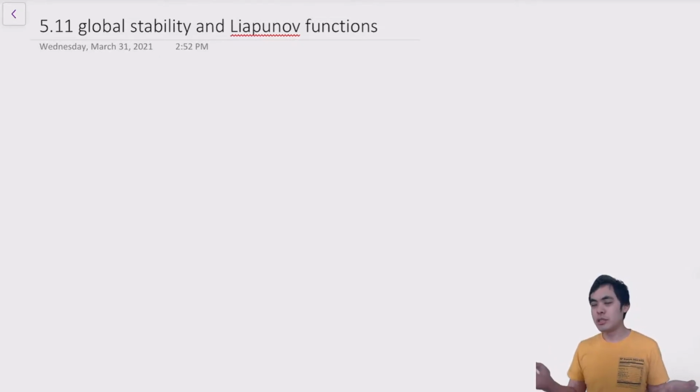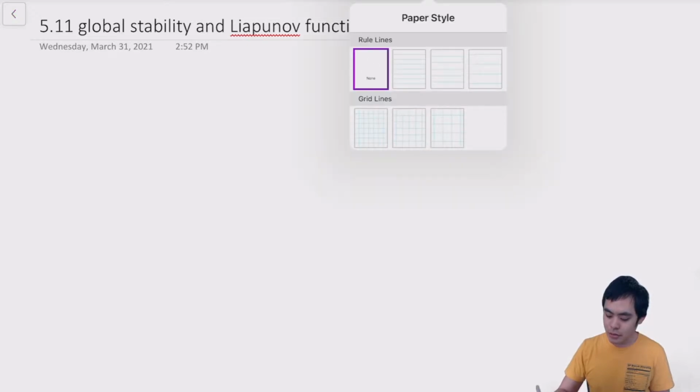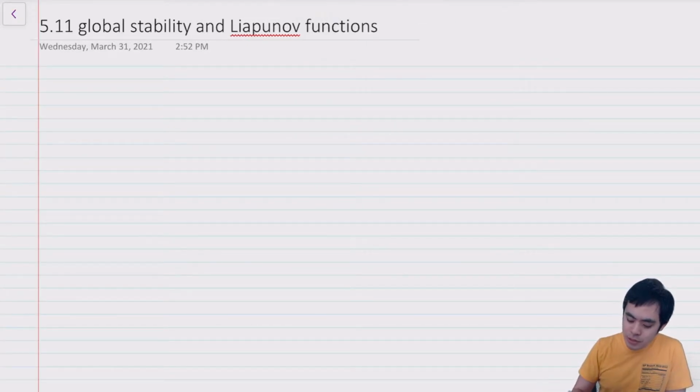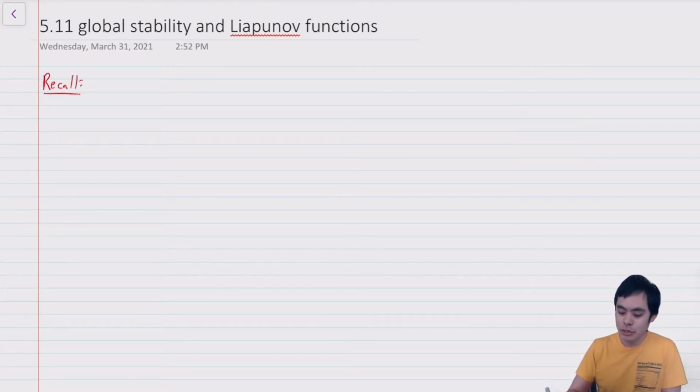in differential equations, and it turns out that that's kind of hard to assess sometimes. Sometimes you can figure things out from a phase portrait, but other times that's not sufficient. And so in today's lecture, we're going to talk about global stability and something called Lyapunov functions. So first, let's recall some of the things we had back when we were dealing with difference equations.